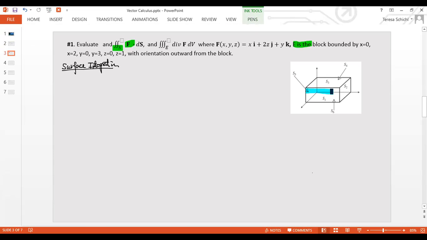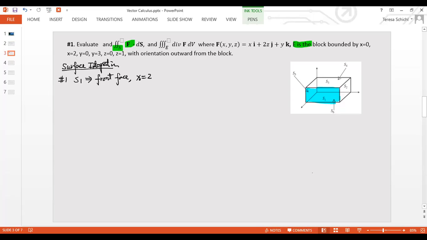Let's take a look at the first surface here. The first surface, let's say S1, is the one facing the axis here, so it's x equal to 2. That's the front face. So S1 is the front face surface, the surface x equal to 2.